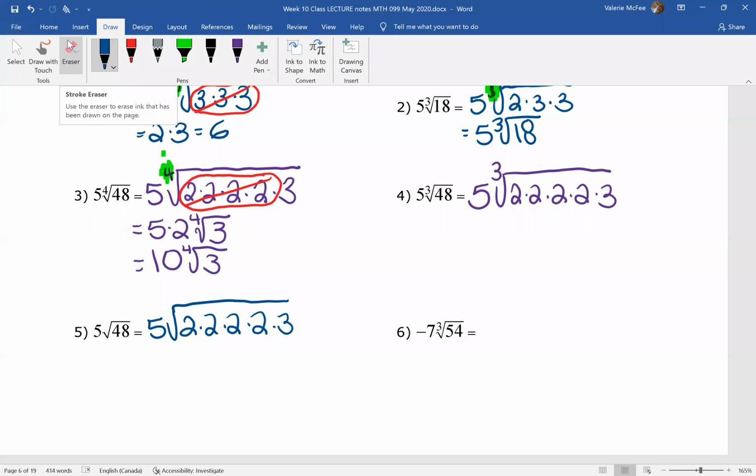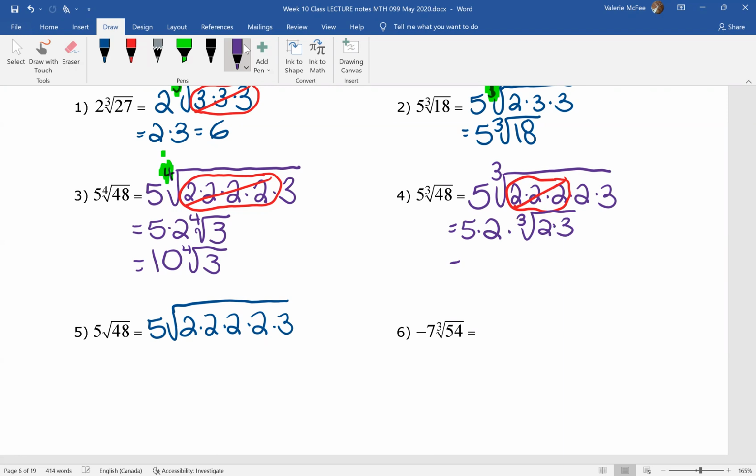So this time, instead of the 4th root, we have the cube root of 48. That means we're looking for 3 factors that are the same. We can take out that 2. So we have 5 times 2, and then the cube root of 2 times 3. This all simplifies to 10 times the cube root of 6. Make sure you multiply those factors before you enter your answer in Pearson.